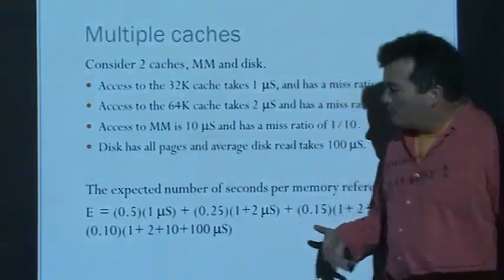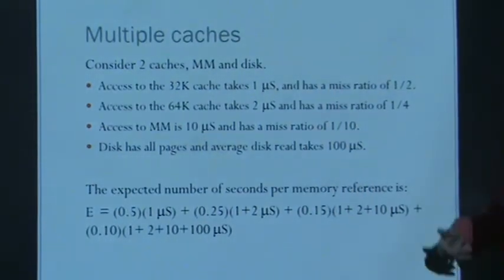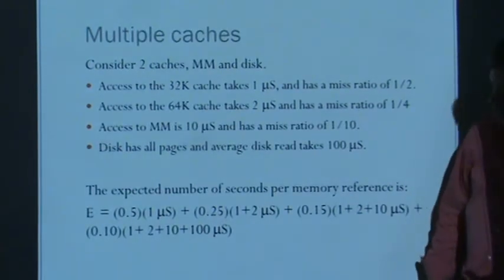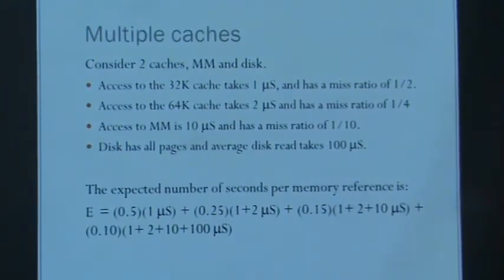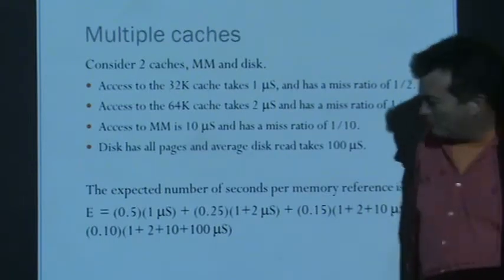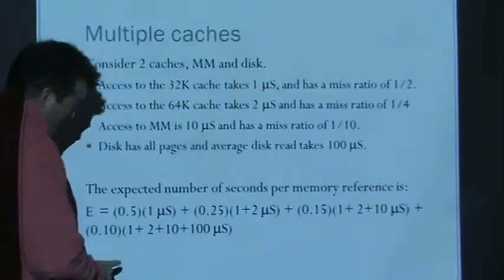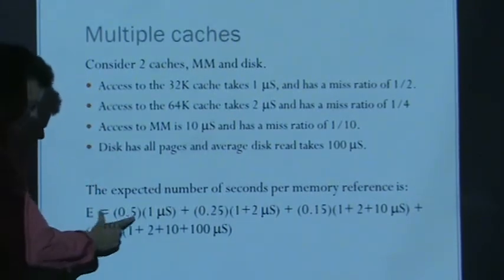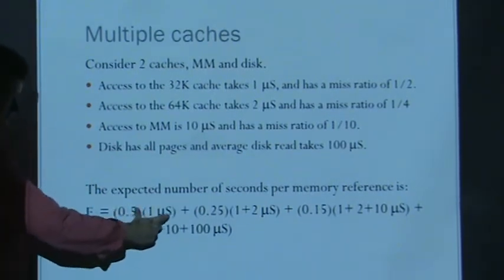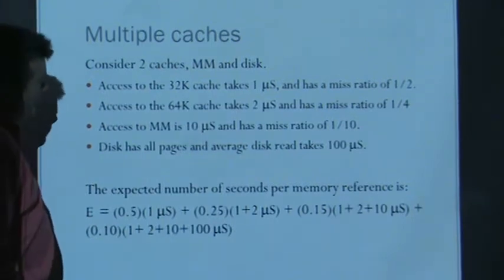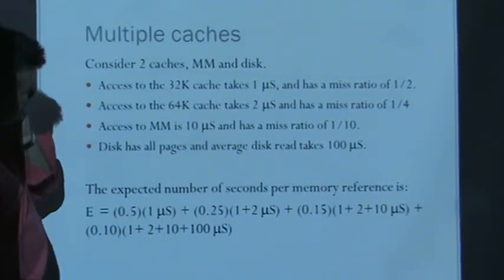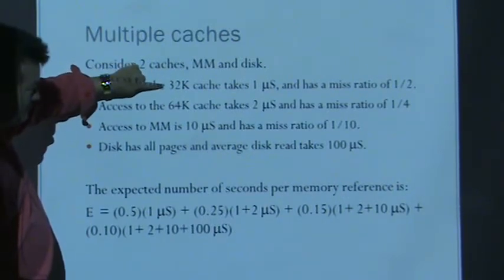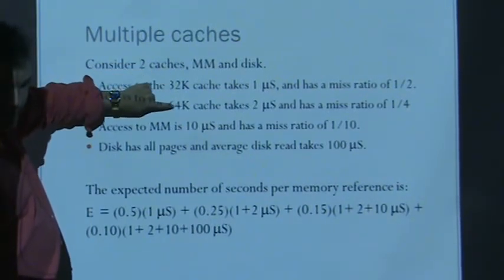Okay, so what would be the expected time, on average, to walk through our memory hierarchy and get what we're looking for? So, 50% of the time, what we're looking for is going to be in the small cache, and that takes 1 nanosecond. So 50% of the time is 1 nanosecond. Now we have to figure out the percentage of time that what we're looking for is not in the small cache, but is in the big cache.